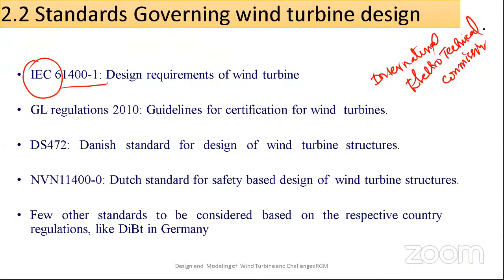So this is the standard, and also each country has its own standard. GL regulations, UK, guidelines for certification of wind turbines. Denmark has its own standard for design of wind turbine structures, and for Netherlands, the NVN 11400, the Dutch standard for safety based design of wind turbine structures. Germany has its own standard.